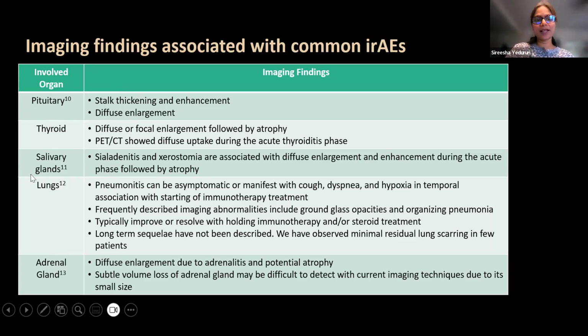So lungs, you see basically patients present with cough, dyspnea, hypoxia, in temporal association with the starting of the treatment. So you have to correlate when the immunotherapy started, and if they ended, when they ended. If you see these findings during, around, or immediately after stopping immunotherapy, you have to consider immune-related adverse effects.